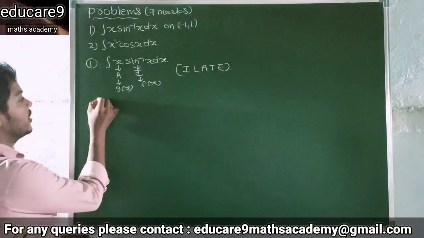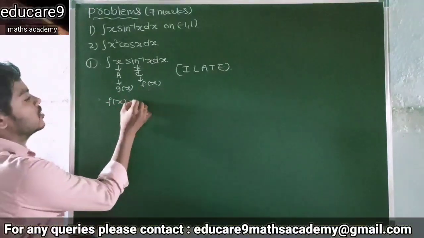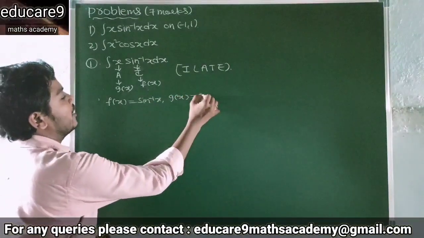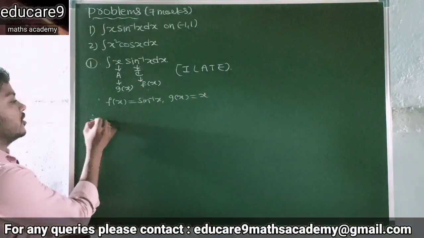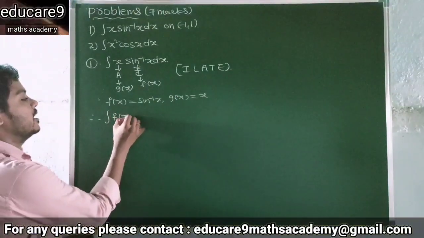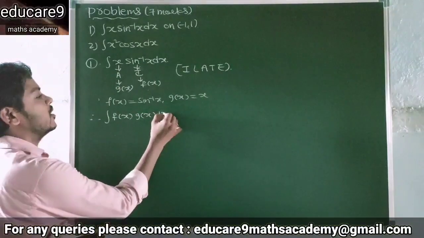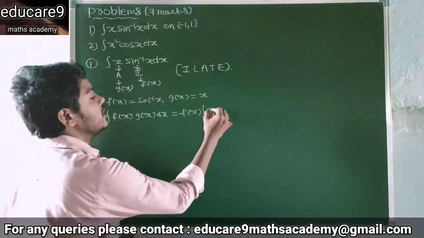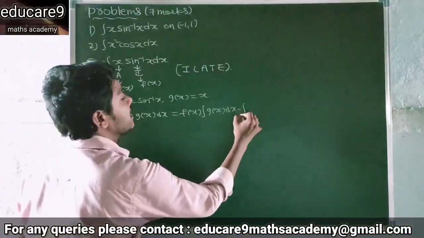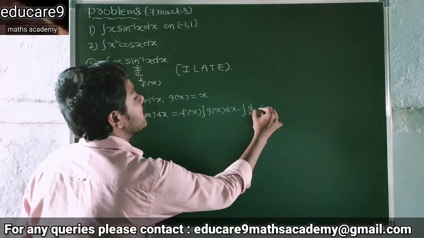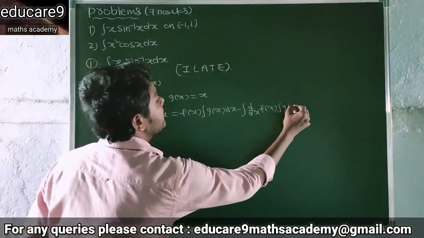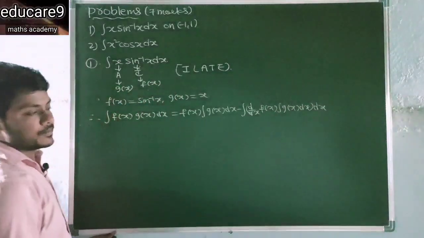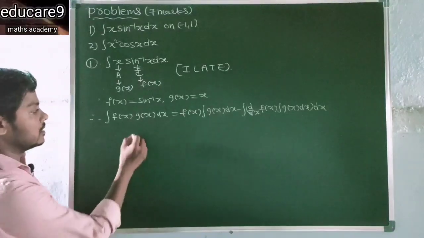Okay. So therefore f of x is equal to sin inverse x and g of x is equal to x. So therefore you know the integration of f of x g of x dx formula. So what is that? F of x integration of g of x dx minus integration of d by dx of f of x integration of g of x dx whole dx.